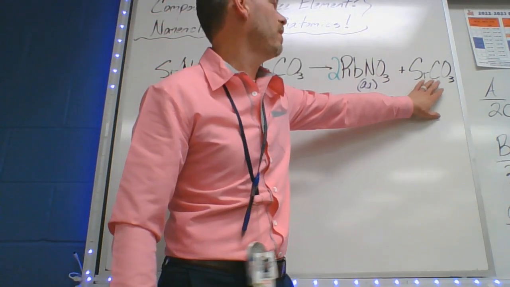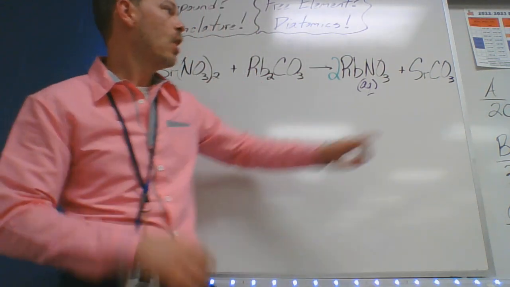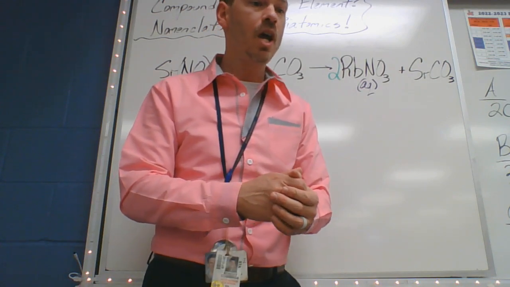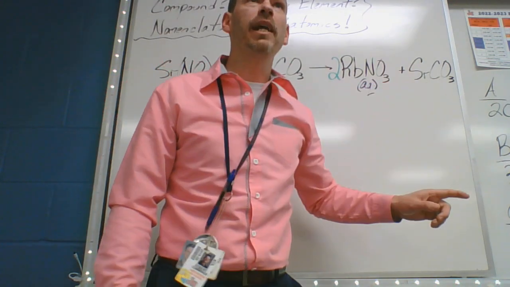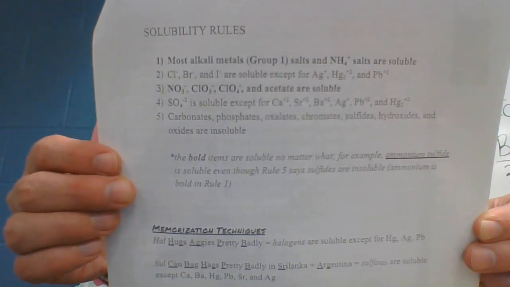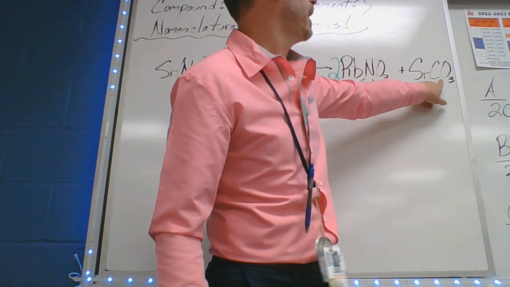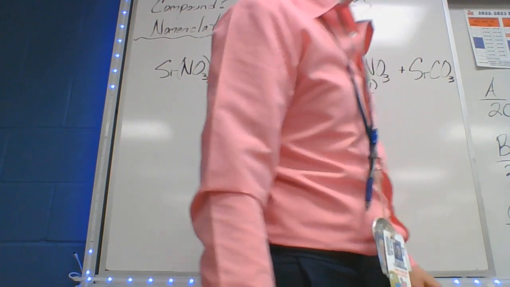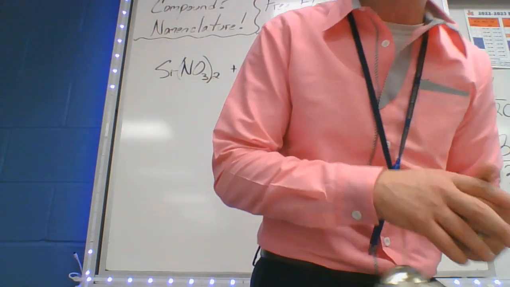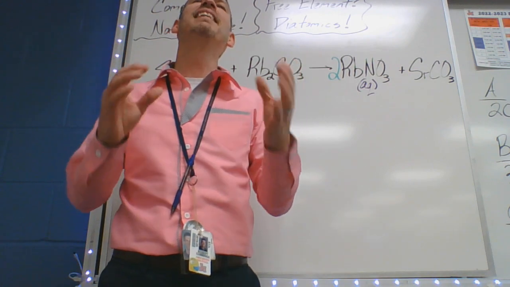Okay, so let's go to the other guy then. Now, here's what you'll notice about the other compound. Strontium is not an alkali metal, so rule number one doesn't apply to him so far. Carbonate, CO3, nor strontium is in rule number 3, which is the one that just lists other things that are always aqueous. But can you find carbonate anywhere? Yeah, look at rule number 5. Rule number 5 says carbonates, phosphates, oxalates, chromates, sulfides, hydroxides, and oxides are insoluble.